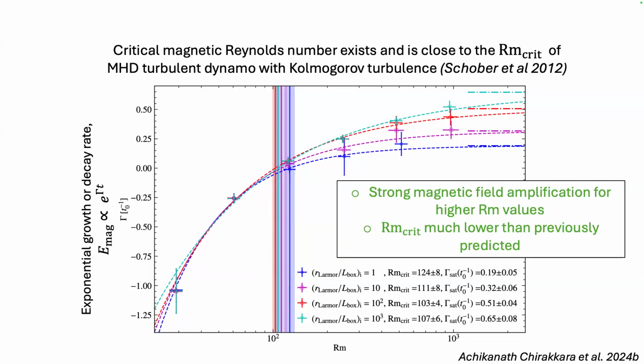In summary, you have a strong magnetic amplification when the Rm is large enough. The critical magnetic Reynolds number is about 100, changing marginally depending on the region that you care about. But this value is much lower than what people thought it would be for the collisionless turbulent dynamo. This was thought to be about 1,000, but it is about 100, which is really close to what you would expect from a collisional MHD system.